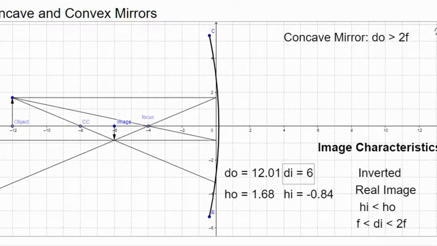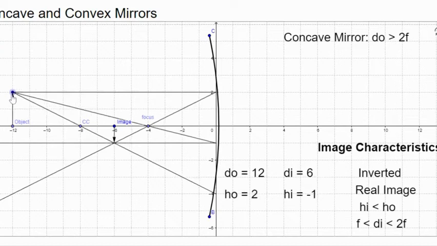All right, hopefully you saw that the math worked out for that. The next thing I would like you to do: I'm going to change the height of this object a little bit. I'm going to try and make it a nice even number. Oh, look at that. That worked out really nicely. The object height is now exactly 2 centimeters. DO is 12. Oh, it's also exactly right, too. So HO is 2, the height of the object is 2. The object distance is exactly 12. The image distance is exactly 6.